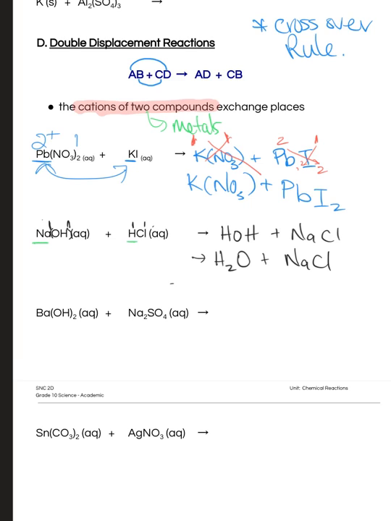If I'm looking at this, and this is a spoiler for tomorrow's lesson, anything that has an OH in it is a base, and anything that starts with an H here is an acid. Whenever I mix an acid and a base together, they essentially cancel each other out. They become neutral, and I'm always going to get water and salt as a byproduct. So this is table salt, and this is water.